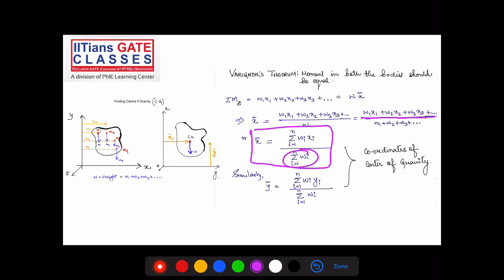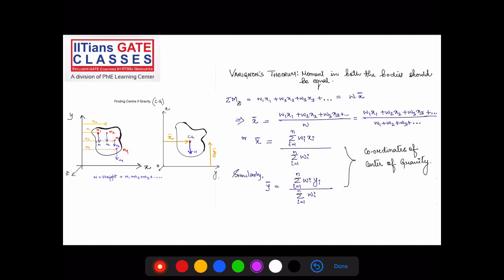This is the weight of individual particles multiplied by the x coordinate of individual particle. This is the total weight, right? Similarly, if we rotate the whole system by 90 degrees, we can write y bar as summation of wi yi, i equal to 1 to n, divided by summation of wi, i equal to 1 to n. So these are the coordinates of center of gravity. These equations can be used to find out the location of center of gravity.